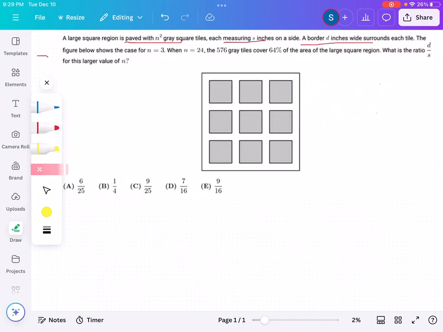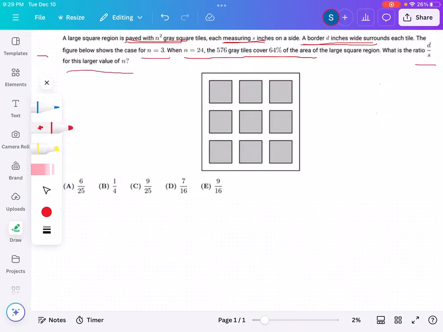A large square region is paved with n squared gray tiles, each measuring s inches on a side. A border d inches wide surrounds each tile. The figure below shows the case for n equals 3. When n equals 24, the 576 gray tiles cover 64% of the area of the large square region. What is the ratio of d over s for this larger value of n?